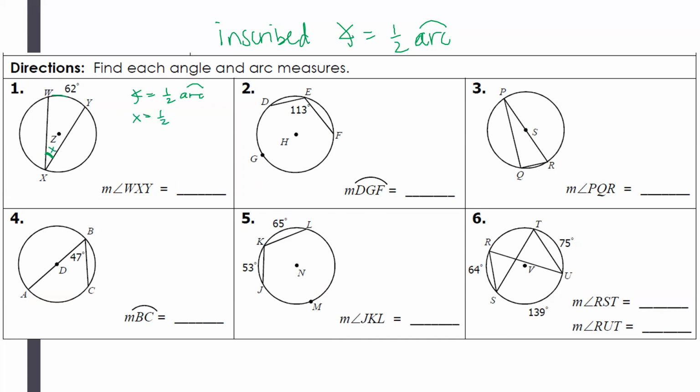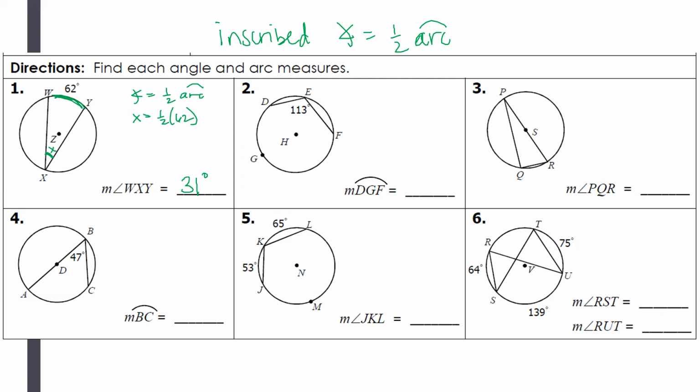The arc is labeled as 62 degrees. So half of 62 is 31. So the measure of this angle, WXY, is 31 degrees. Simple as that. Let's look at number 2.